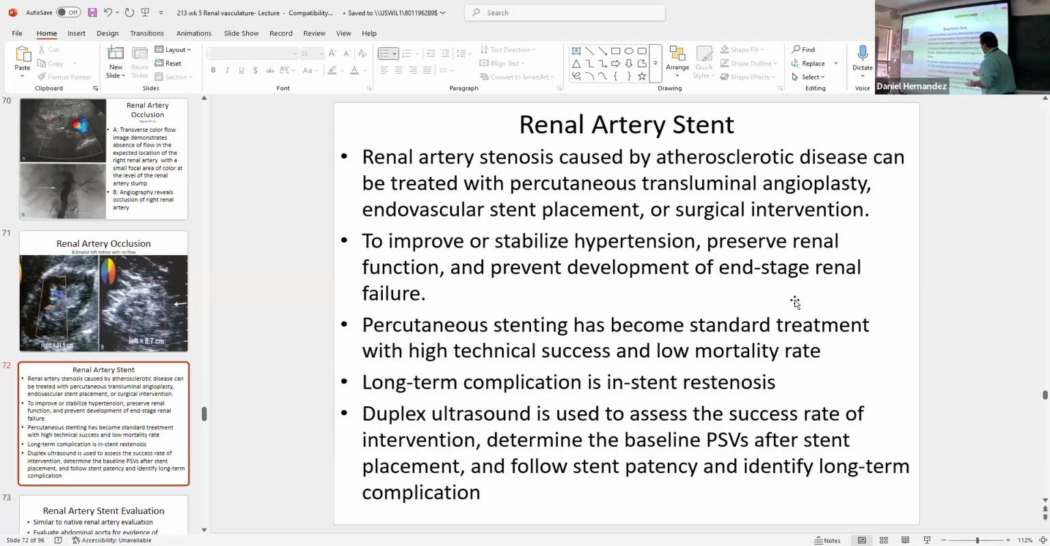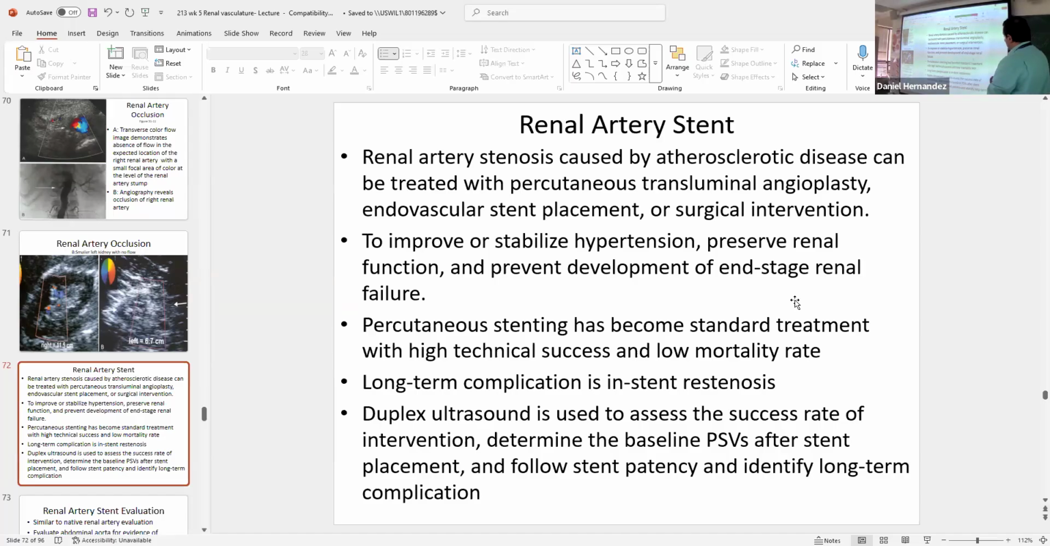There are long-term complications, with in-stent restenosis, so the same issues that cause the initial stenosis can cause restenosis of that stent. But, thankfully, due to stents both being medicated and atherosclerosis being a slow process, they tend to live pretty healthy, good lives after that, after being stented and reperfused.